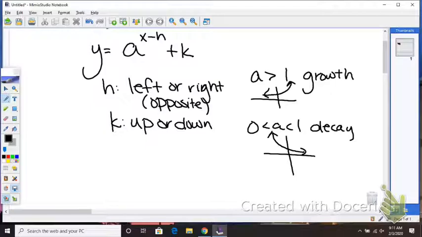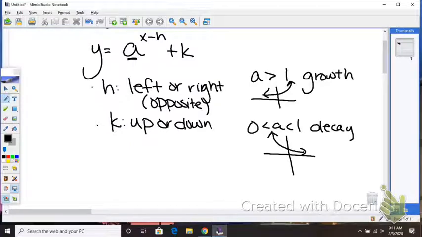So the first thing you're going to have to look at is this number here as your base and decide if the graph is a growth or if the graph is a decay. Then after you figure that out, you'll know what the parent function is or what the original function is, and then you can look at your h and your k and figure out what the shift of that function is.